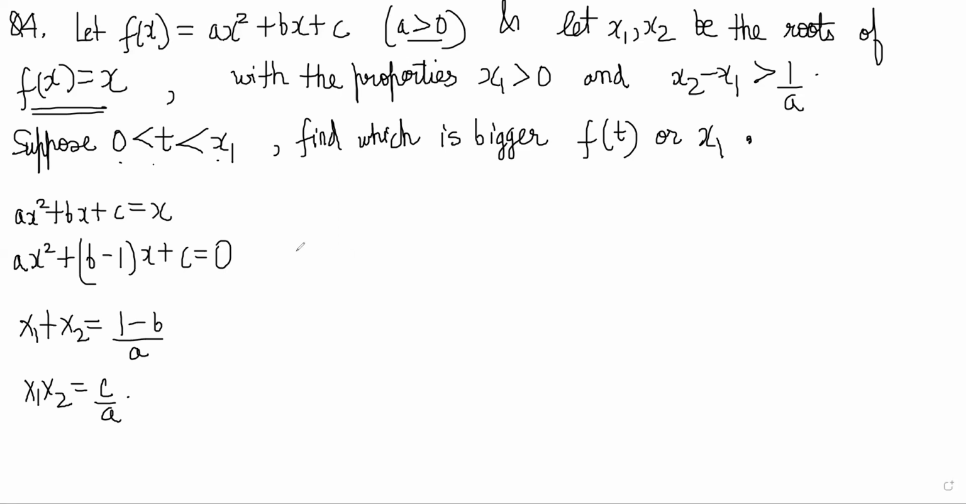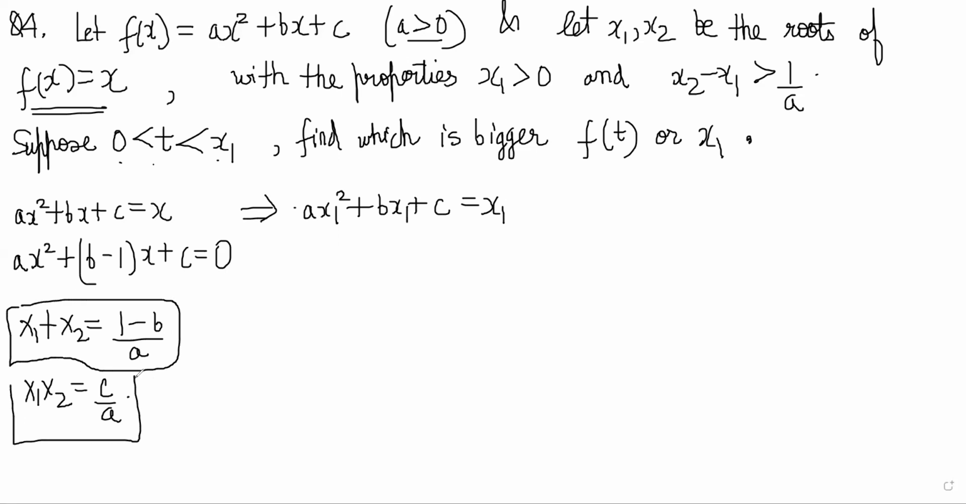Okay. Also, we know that x1 satisfies this equation. So a x1 square plus b x1 plus c is equal to x1, right? That is true. We have these conditions so far. Now, in order to decide which one is bigger, most of the times we can try and find out what is f of t minus x1, right? If this turns out to be positive, then f of t is bigger. If it is negative, f of t is smaller, right?